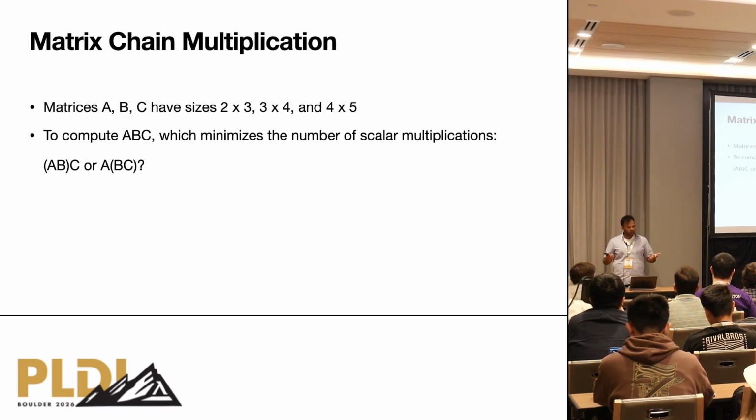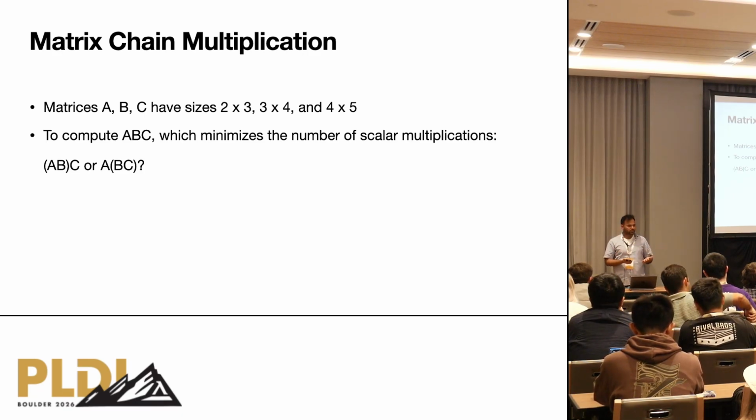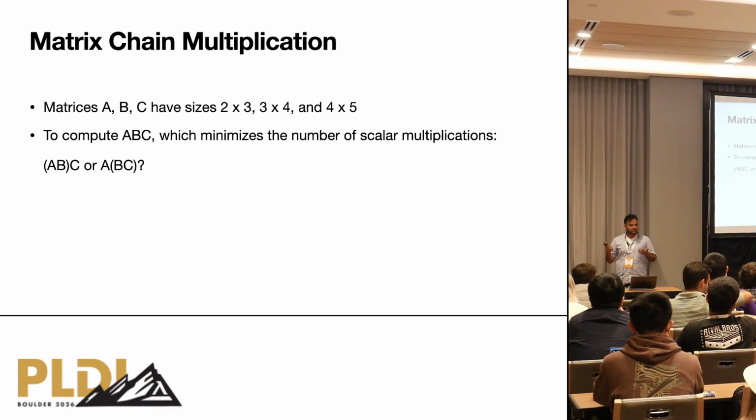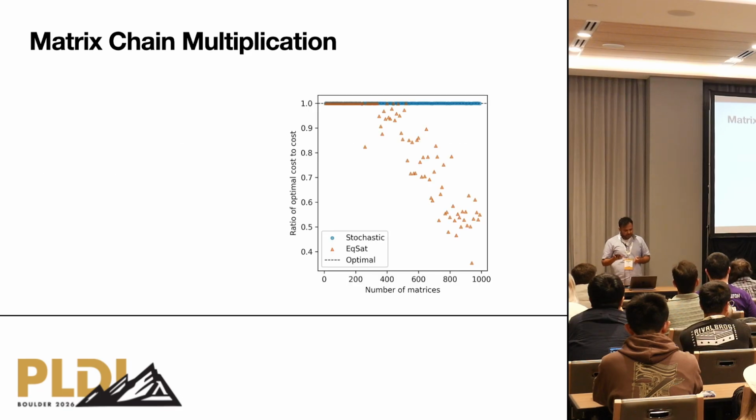So this is what we want to do. Given some large product of matrices, we want to find how to carry out this product so that we minimize the number of scalar multiplications. So we're going to solve this problem using EqSat and stochastic search, and we will compare the solution quality obtained by both approaches. Another good thing about this benchmark is that there's a fast polynomial time algorithm to solve it. So we can just find the optimal solution, and then we can see how close to optimal both techniques can get. Here are the results.